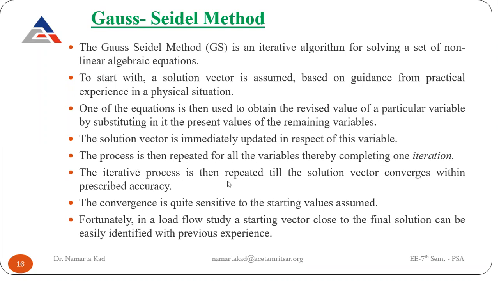The iterative process is repeated until the solution vector converges within the prescribed accuracy. That means the iterative process continues until we achieve similar results in consecutive iterations. For example, if we go through 15 or 20 iterations, and between the 15th iteration and the 20th iteration we get the same answer, then we stop.